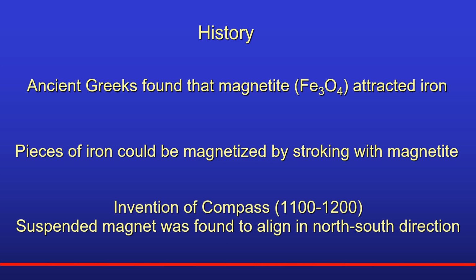Although this was a fascinating discovery, it did not have large significance until around 1100 to 1200. It was discovered that if you suspended a magnet from a string, it would align in a north-south direction. The discovery of the compass was a tremendous benefit to navigation, the ability to sail the seas. This was truly a discovery of enormous significance.